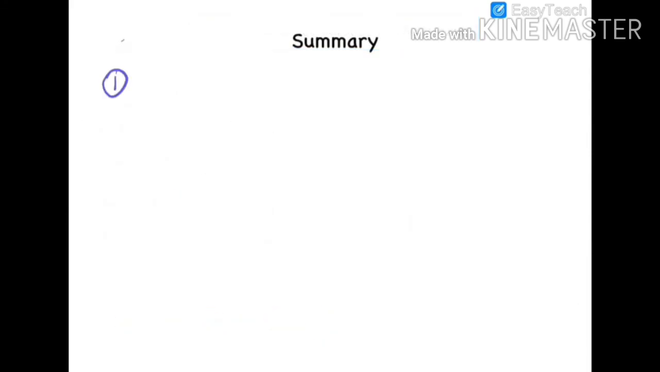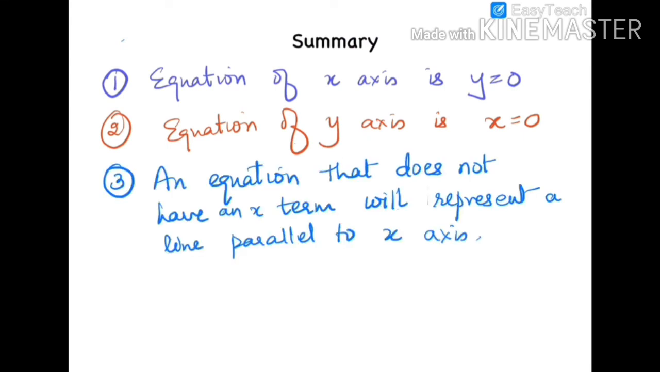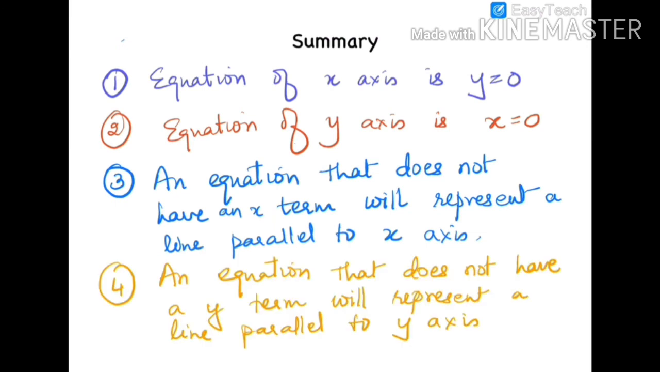Let's write down a quick summary of what we have learned today. Equation of x-axis is y = 0. Equation of y-axis will be given by x = 0. An equation that does not have an x term will represent a line that will be parallel to the x-axis. An equation that does not have a y term will represent a line parallel to the y-axis.